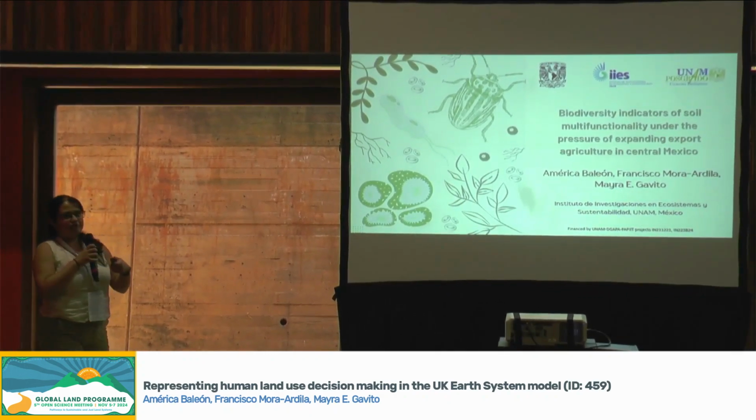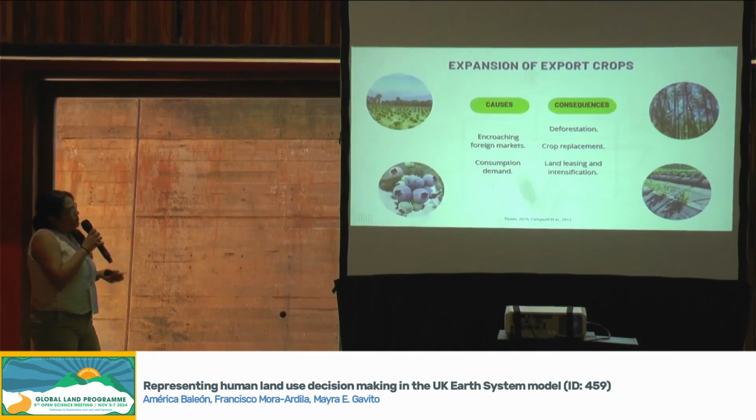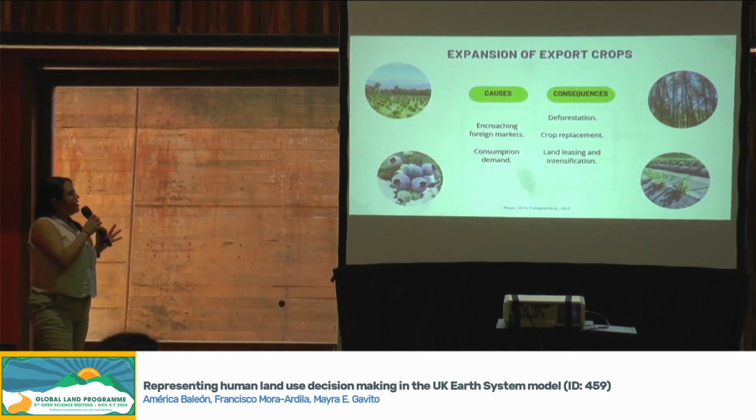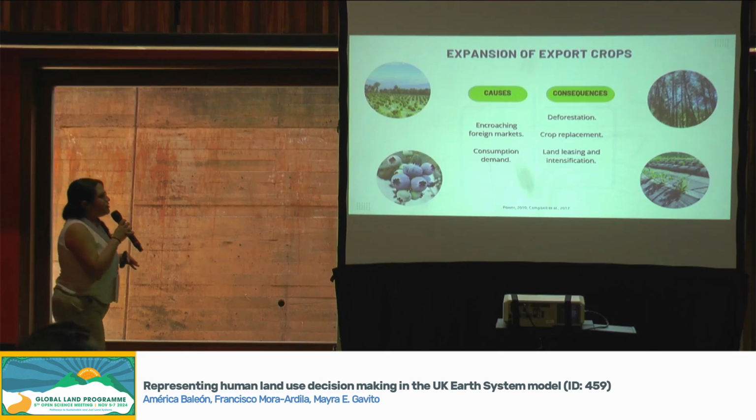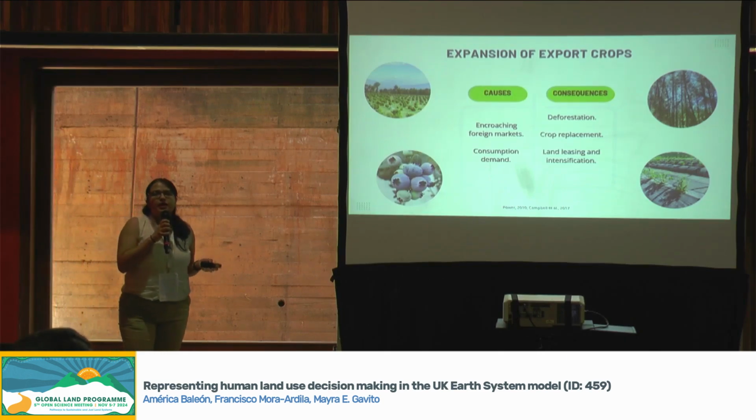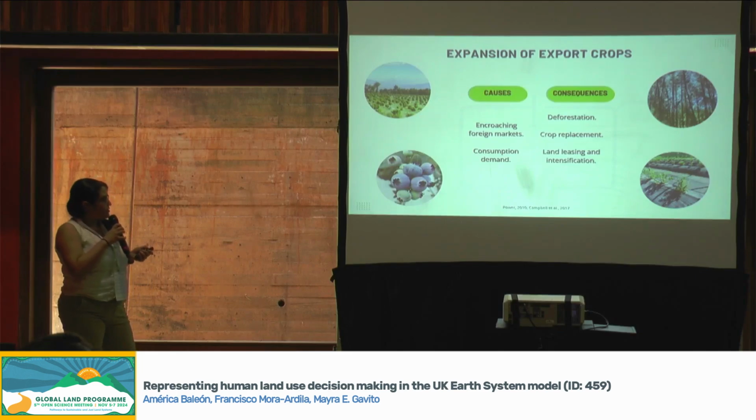Some of the main causes of expansion of export crops are encroaching foreign markets and the consumption demand. And some of the main consequences are deforestation, crop replacement, and land leasing and intensification. But as you can see, most of the consequences are measured or presented as the above ground of the problem. So what is happening with the below ground?